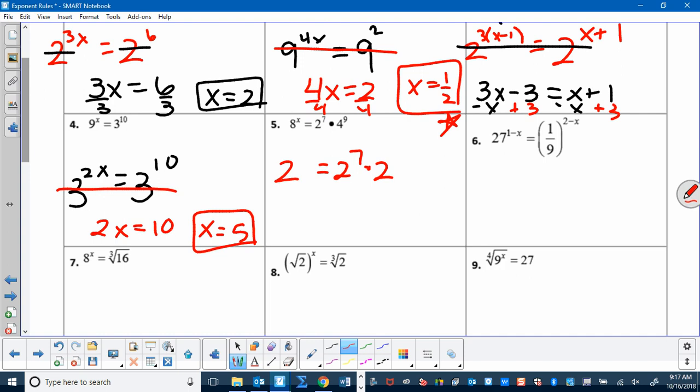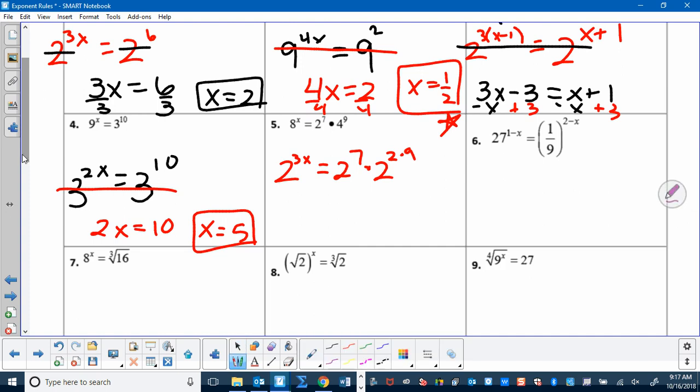So you need to change the 8 into a 2. 2 to what power gives you 8? Third, copy down the x. 2 to what power gives you 4? Squared, don't write 29. What do you do with the 9? You multiply it. Okay, so that's your new problem.